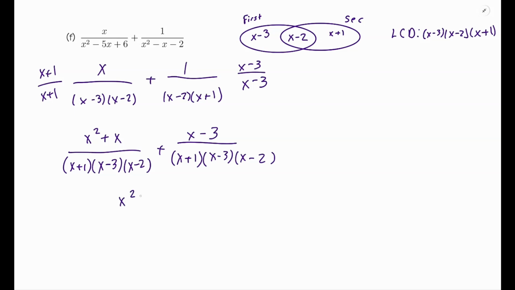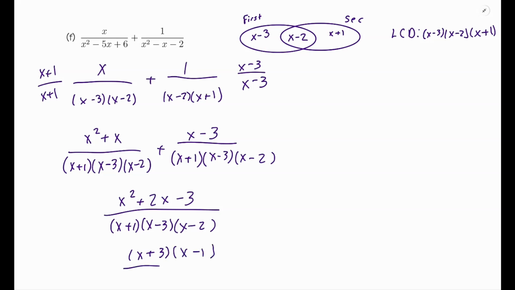Combine, we get x squared plus 2x minus 3 over x plus 1, x minus 3, x minus 2. And then factor. So the top factors as x plus 3, x minus 1 over x plus 1, x minus 3, x minus 2. And that is it for section 7.2.